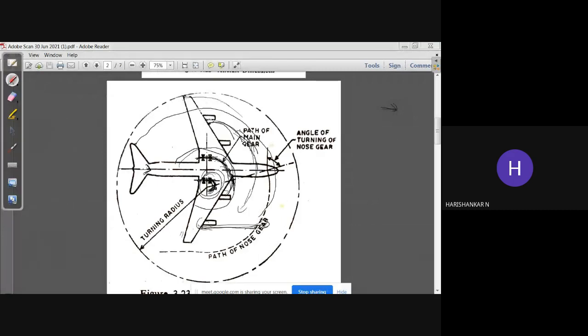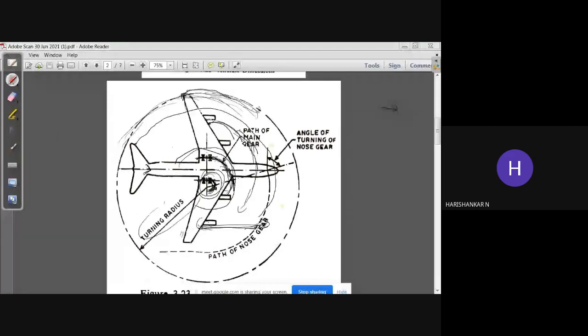And all the points which are at the extreme side of the aircraft will make a radius which is the maximum value of radius. Here you can see this radius is the maximum value of the radius that is taken by the aircraft. So what is the significance of this radius? This is known as the turning radius.